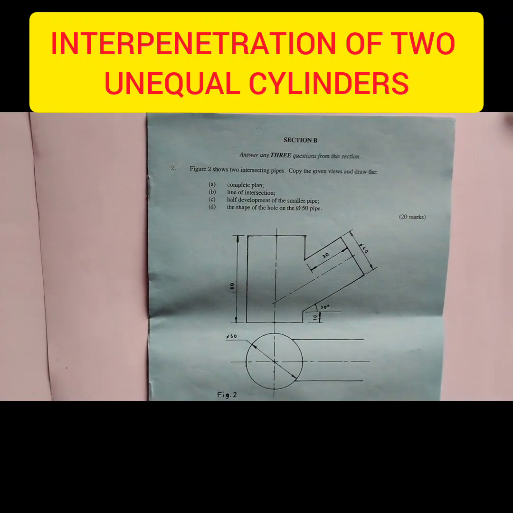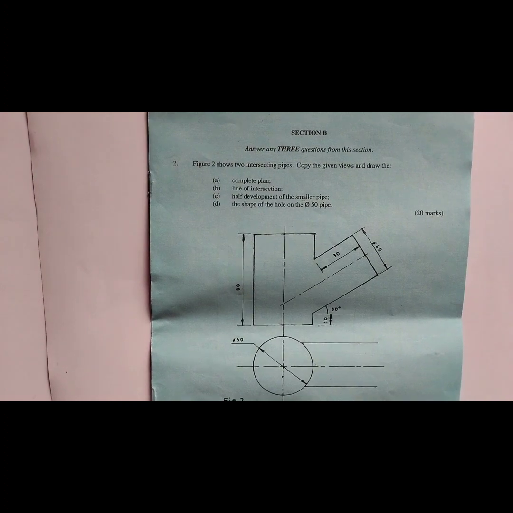Hello and welcome. Today we're going to look at how to construct intersection of solids, whereby we're going to look at intersection of two cylindrical pipes that are of an equal size.